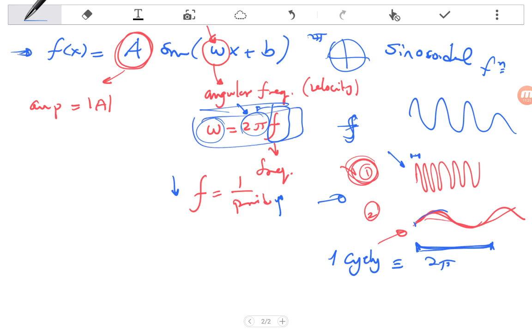So whenever I give you a sinusoidal expression, you are required to compute the amplitude of that sinusoidal expression. Also, you are required to calculate the angular frequency. You are required to calculate the frequency itself.